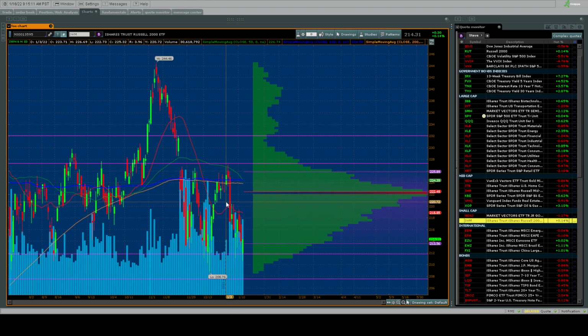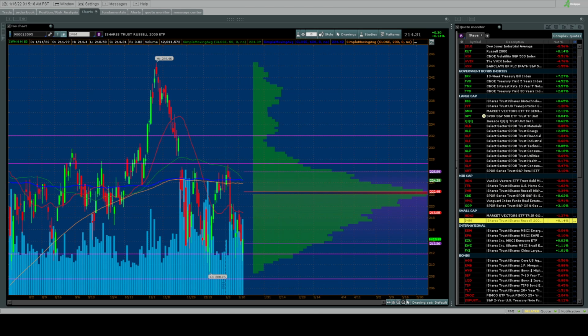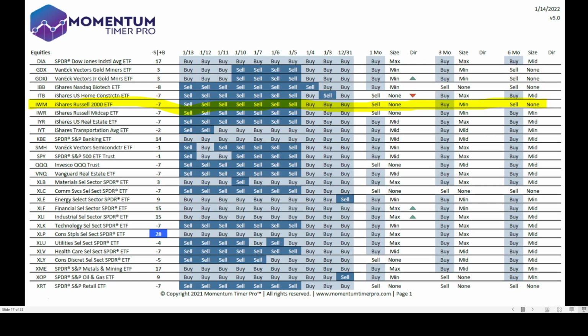You see the volume profile dead in the middle there, where the sellers are dominating. Above that, a lot of weakness here for IWM. And with no surprise, Momentum Timer Pro is telling you, look, if you're in this thing, you're only in it on the 3-month window, and don't be too confident, because it's saying if you want to be in it, don't take a lot of risk here. It's out on the 1 and 6 month positions.